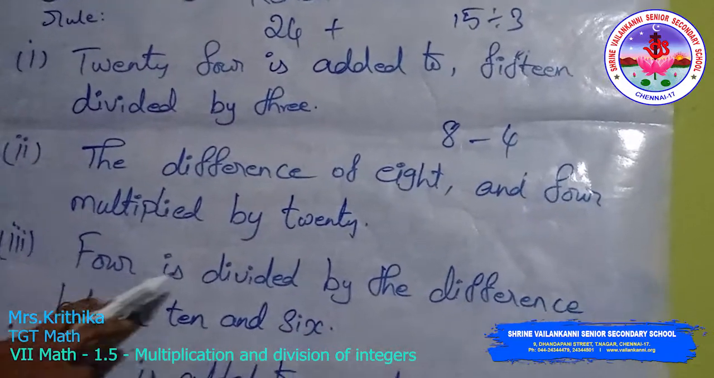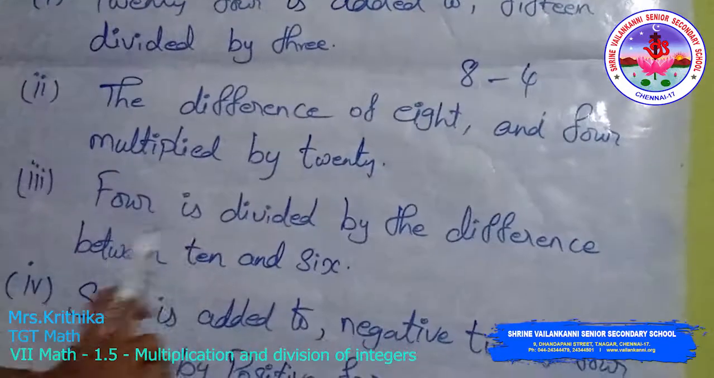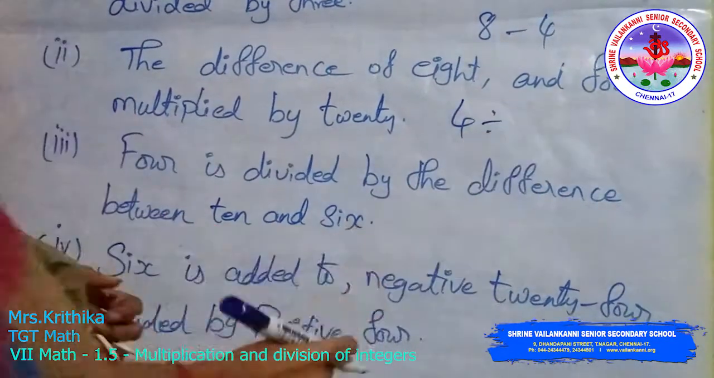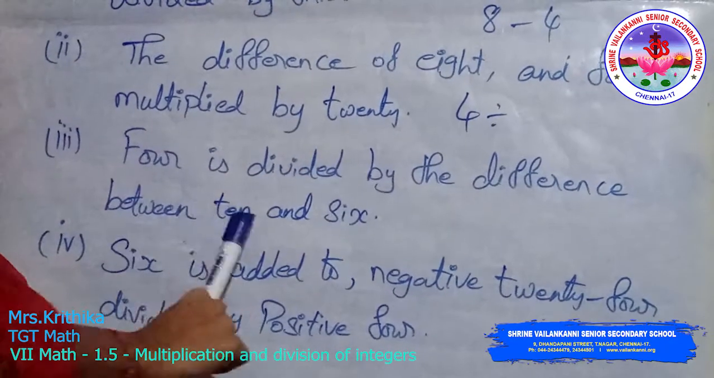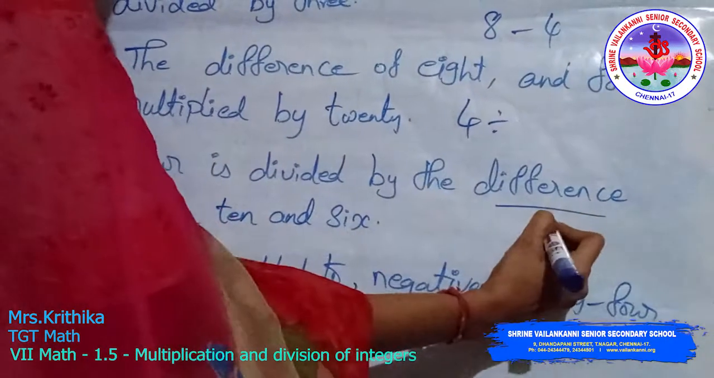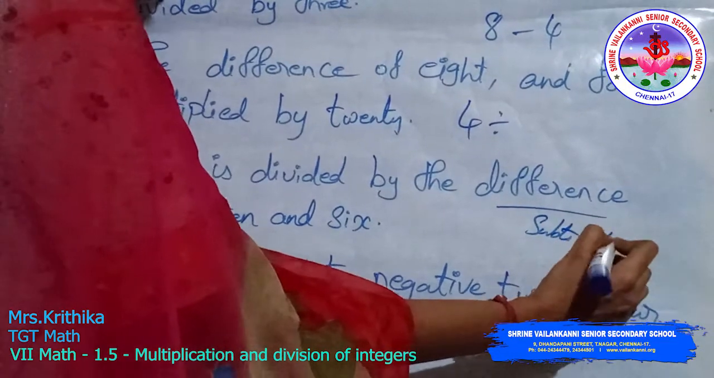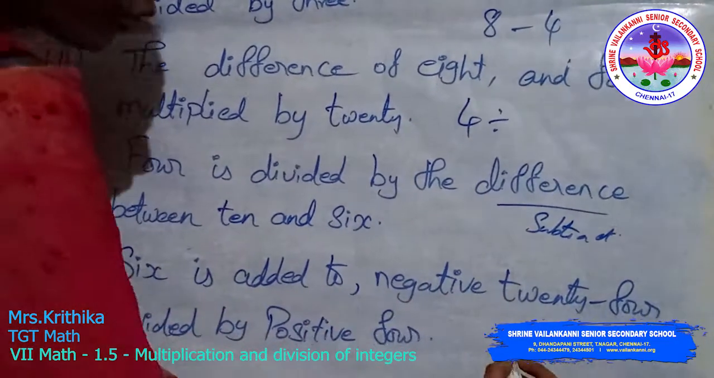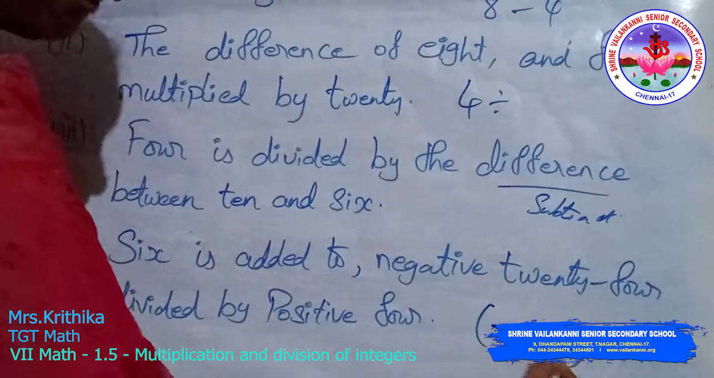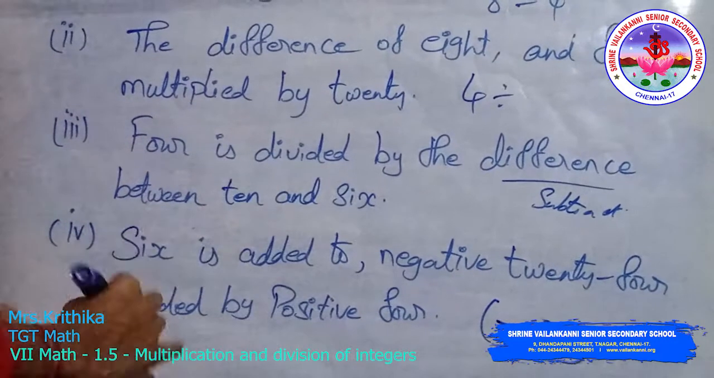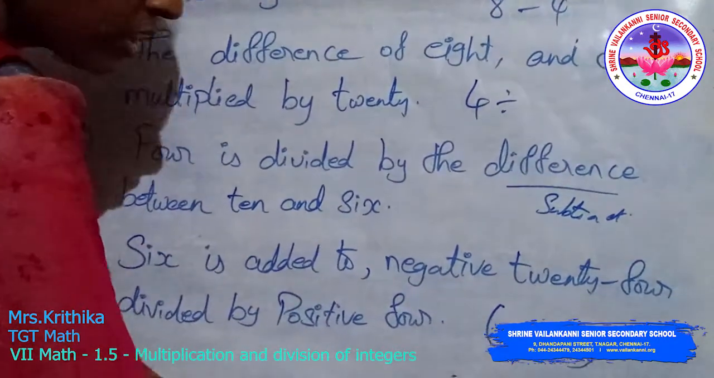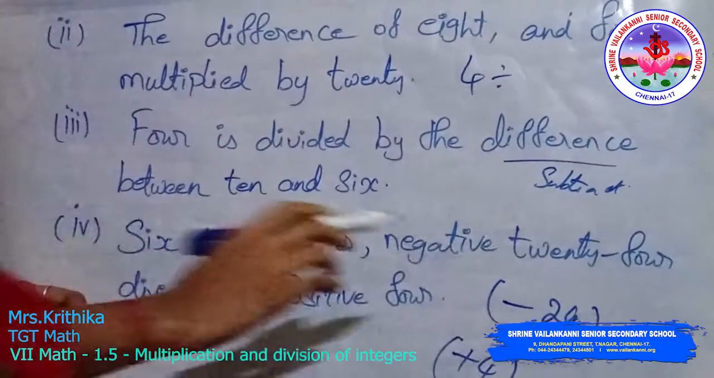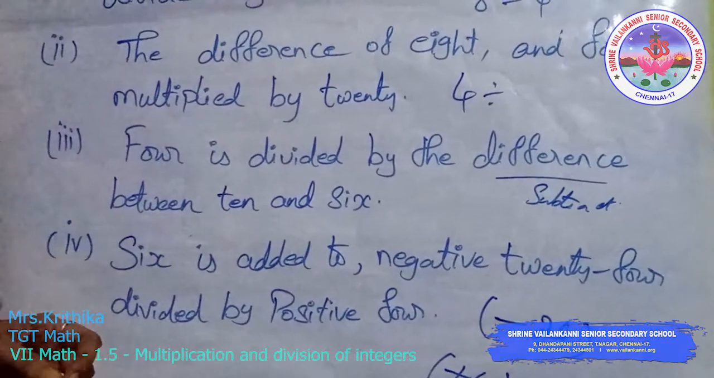Third question. 4 is divided by the difference between 10 and 6. Difference means subtraction. Fourth question. 6 is added to negative 24. Negative 24 means minus sign 24 divided by positive 4. Positive 4 means plus 4. This is the negative value of 24. This is the positive value of 4. This is the homework sum.